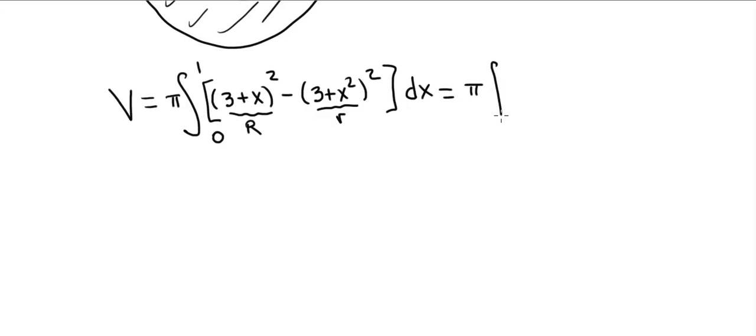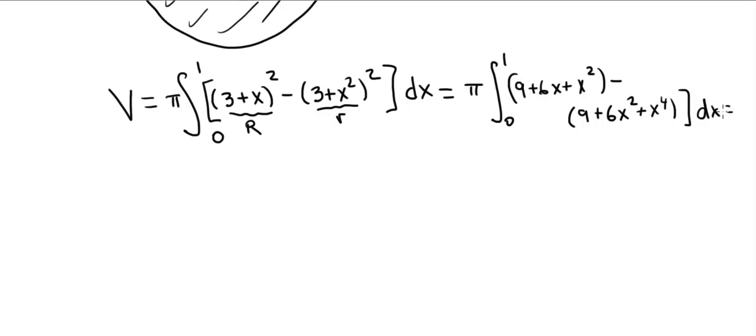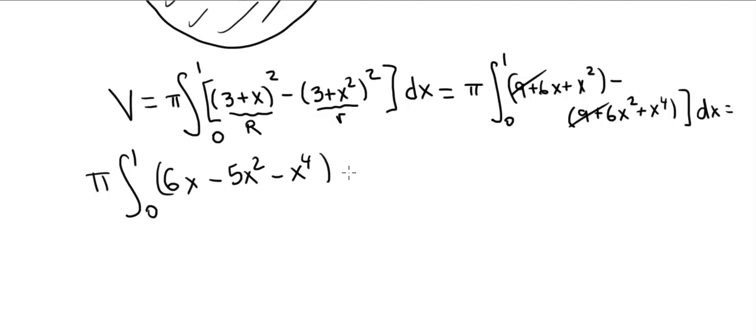So this is pi times the integral from 0 to 1. Let's expand (3 plus x) squared. That's 9 plus 6x plus x squared. Carefully put this in parentheses. Minus (3 plus x squared) squared, which is 9 plus 6x squared plus x to the 4th power, dx. And we can simplify this. That's equal to pi times the integral between 0 and 1. The 9s cancel, 9 minus 9. 6x doesn't cancel with anything, so that's 6x. x squared minus 6x squared is minus 5x squared. And then minus x to the 4th. It's a very simple integral that's left for us.